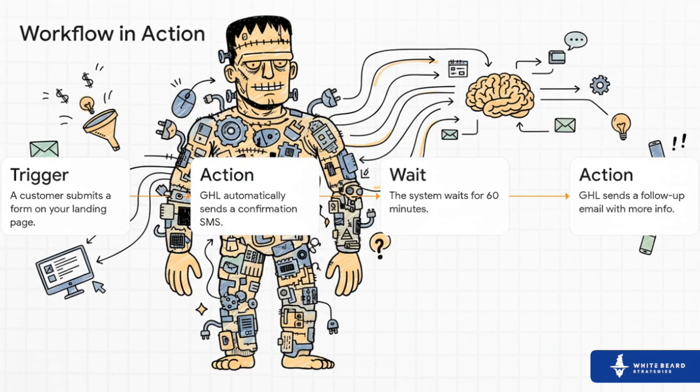Let's look at how this works. Here's a super simple but really powerful example. So, step 1. A potential customer fills out a form on your landing page. That's a trigger. Instantly, the workflow sends them a confirmation text message. Then, it waits for an hour and then sends a follow-up email with more info. And this all happens without you lifting a finger. It makes sure every single lead gets that immediate, consistent follow-up.